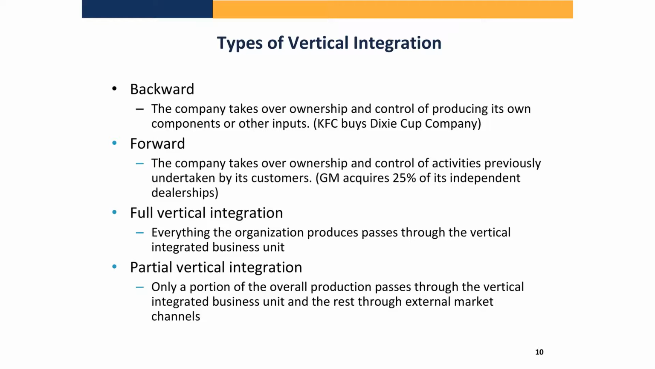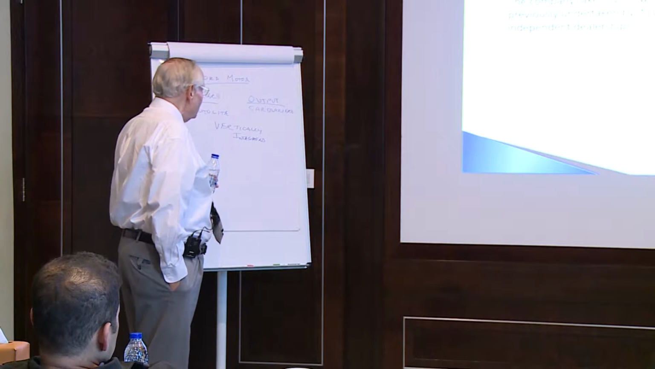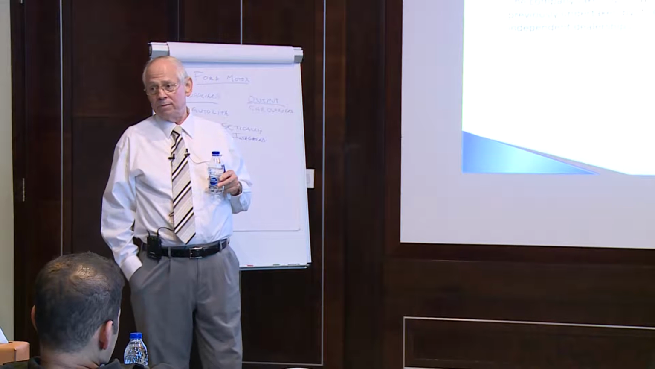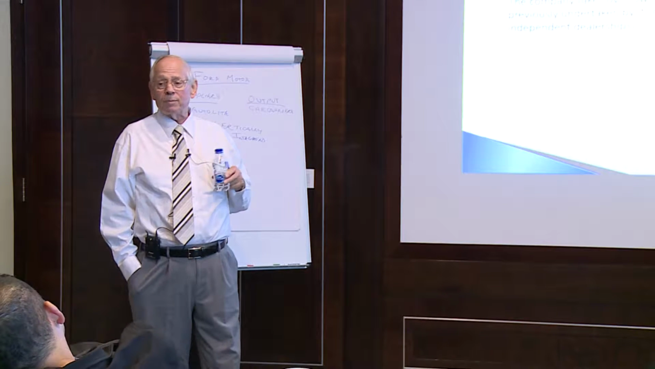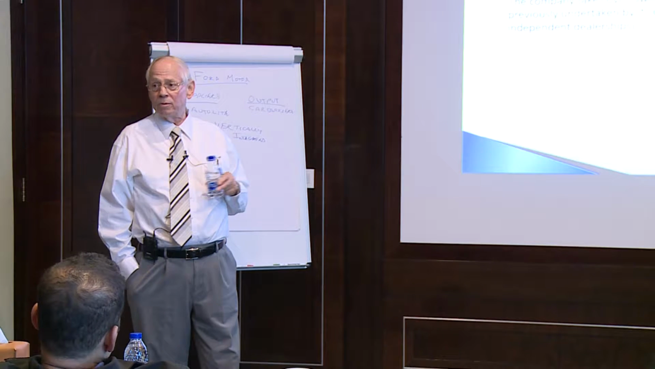Forward integration is when a company takes over ownership and control of activities previously undertaken by its customer. Now, General Motors, as an example, they sell cars to dealerships. Okay? The dealership is basically the customer of General Motors. And then the dealership sells the General Motors car.